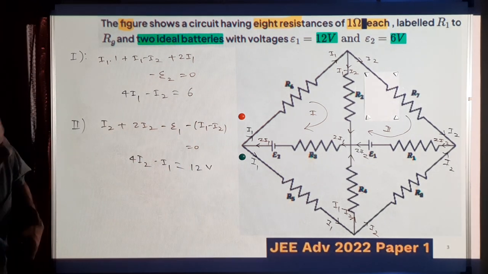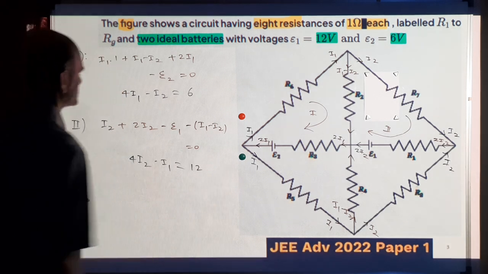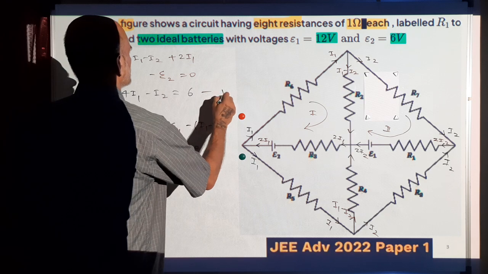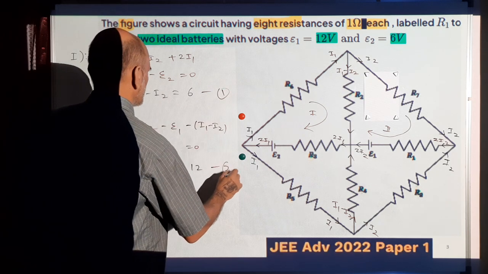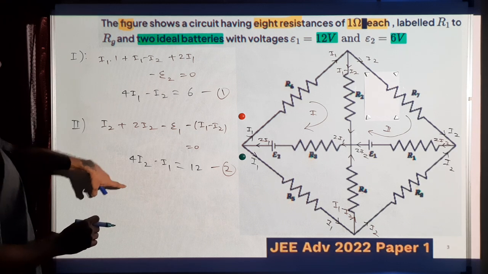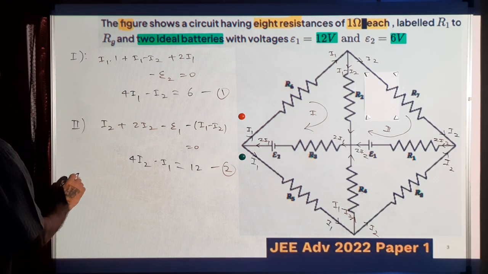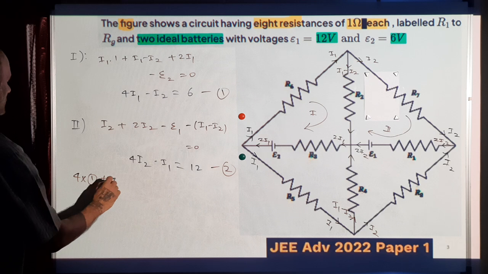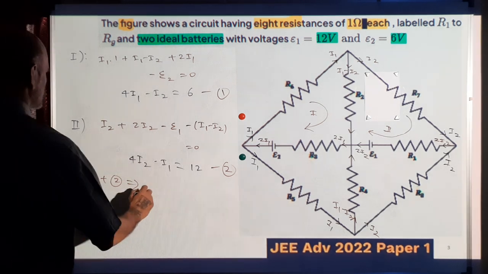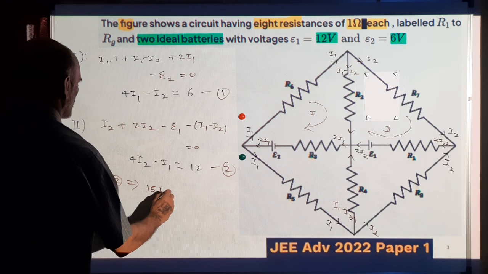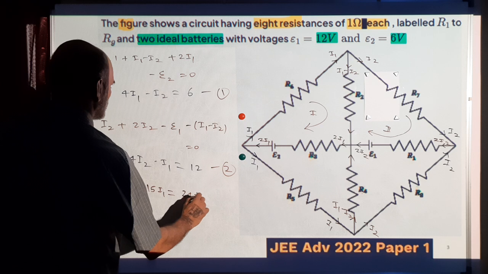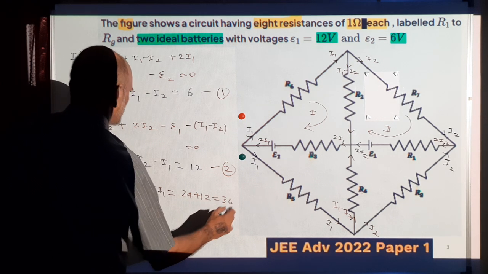I can forget the SI units. So there are two equations. Solve for the currents. If I multiply this 4 times and add this, I2 will go away. So 4 times I1 plus the second equation will give me 4 times 16, minus 1 is 15, I1 equal to 4 times this is 24 plus 12, which is 36.